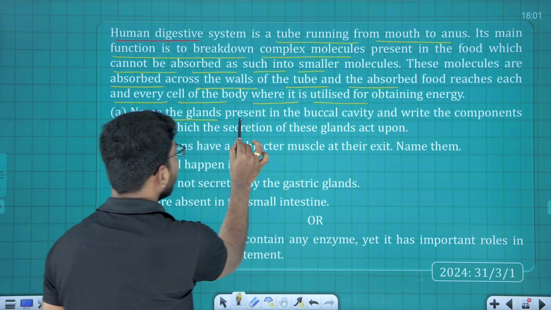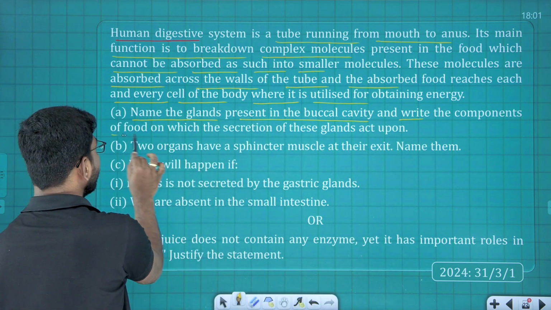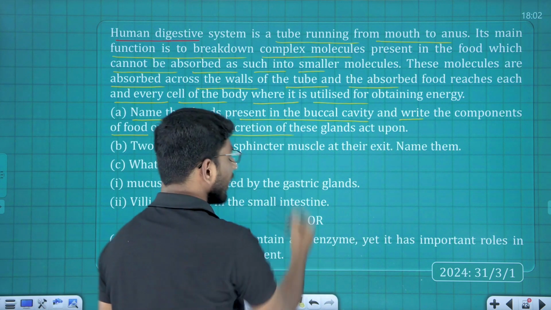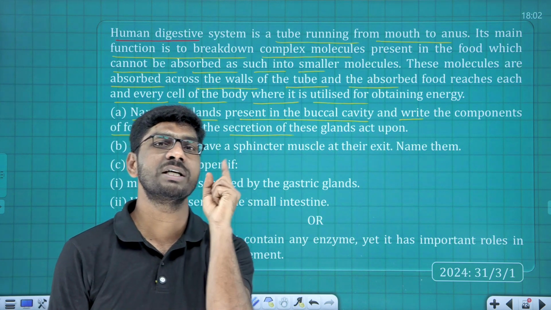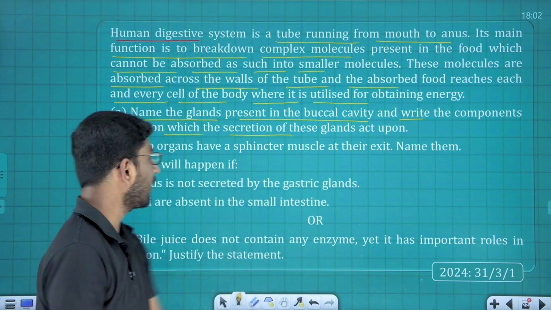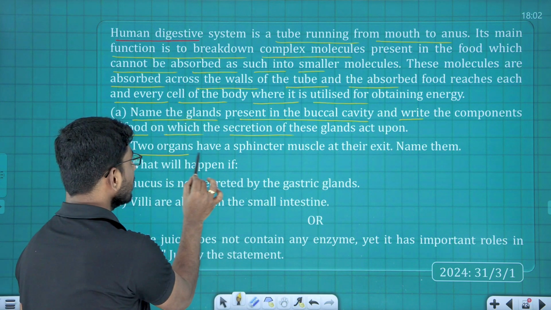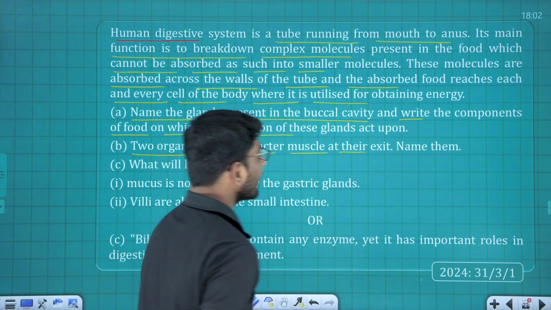Name the gland present in the buccal cavity and write the component of food on which it acts. In the buccal cavity, the glands are salivary glands, which secrete salivary amylase, which acts on starch. Simple answer. Two organs have sphincter muscles at their exit.